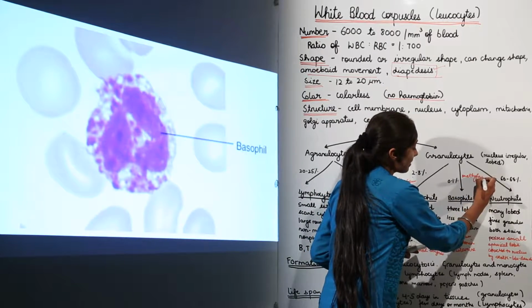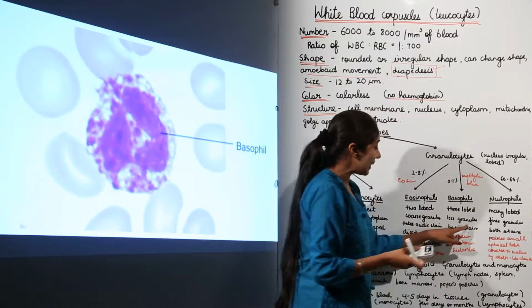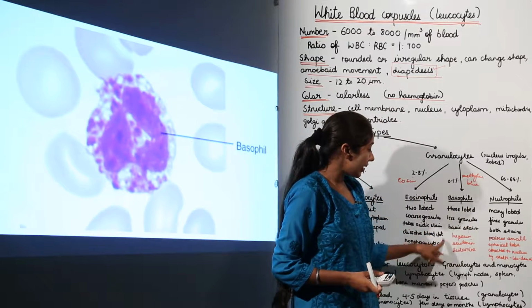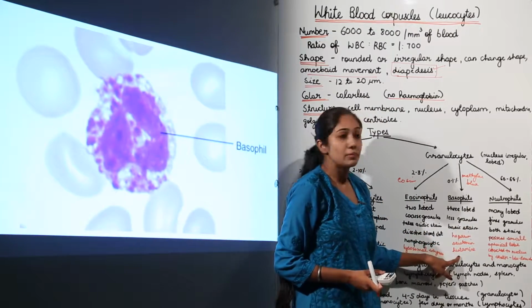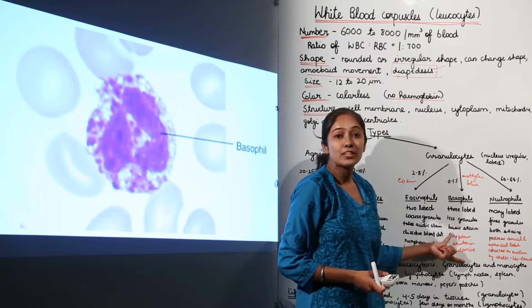Basic stain, that is methylene blue. And they have less granules. And they secrete heparin, serotonin and histamine. So this is also one of the main features of basophils.